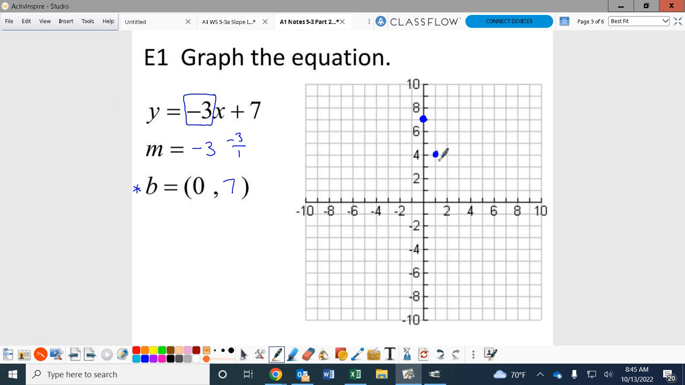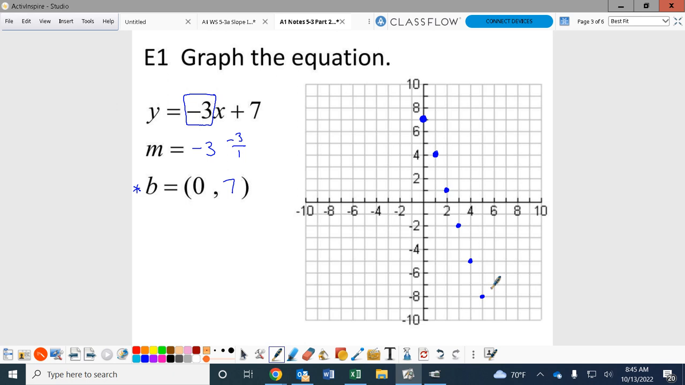So from there we continue down 3 to the right 1, down 3 to the right 1, till we can't do any more going in that direction. Yes, you need to put all of them on there for now. Eventually, if you get better at this, I will let you stop. But for now, put all the points on there. There is still one more point.